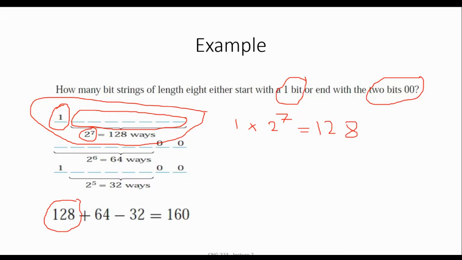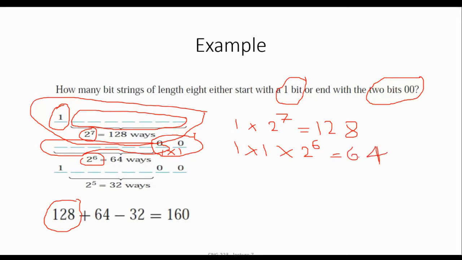What about the second one? 2 zeros at the end. It means that you have fixed these 2 bits as zeros. So there is only one possibility here and also here. It's like you're multiplying 1 by 1, multiplying the rest of the bits, which are 6 of them. And you already know why this is 2 power 6. The final answer of this one is 64. And finally, we should calculate the intersection between them so that we subtract it from these two possibilities.